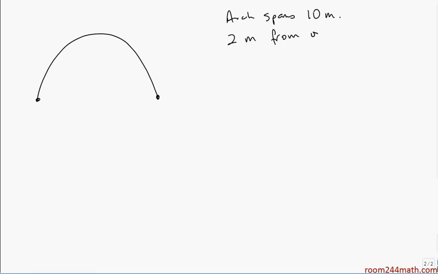All right, let's take a look at a little word problem. Let's say that there is a parabolic arch, and the arch spans 10 meters. And 2 meters from one end, the height is 3 meters. So how high is it at the center?